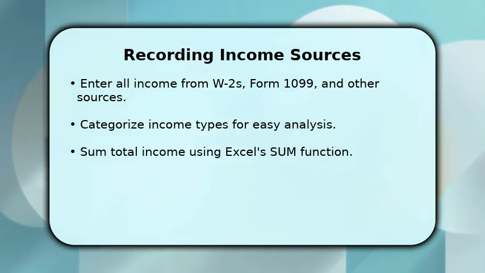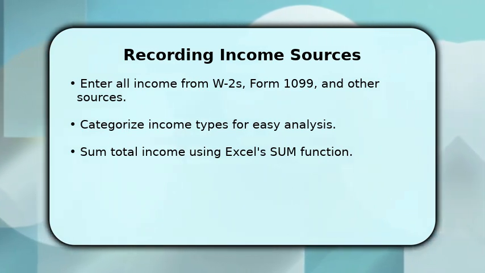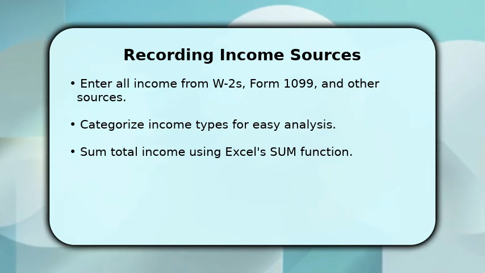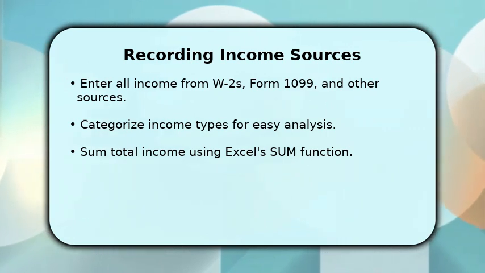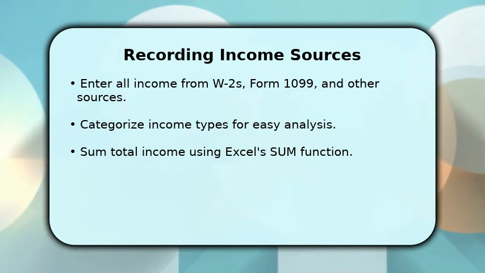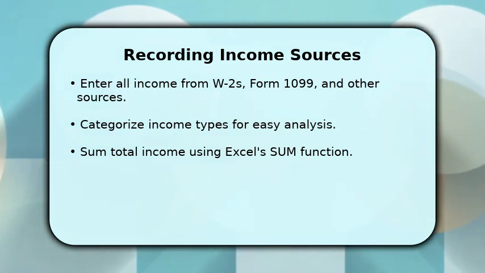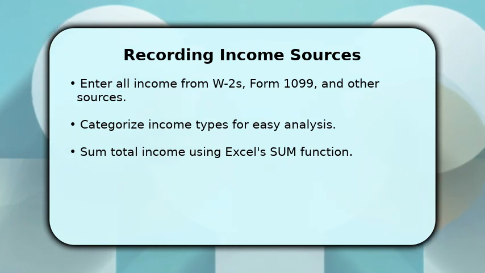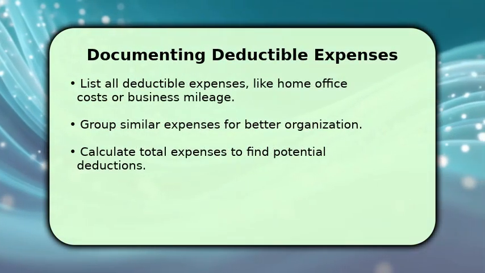Next, let's focus on recording your income. Input all earnings from various sources, including W-2s and Form 1099, into your designated income sheet. Categorizing these income types, such as wages or freelance earnings, simplifies analysis later. Utilize Excel's SUM function to quickly calculate your total gross income, providing a clear overview of your financial inflows for the period.